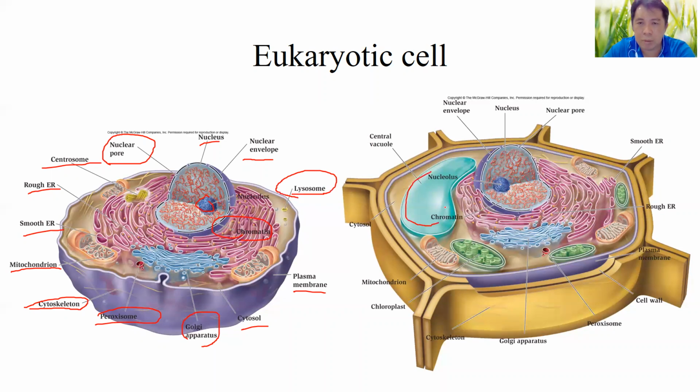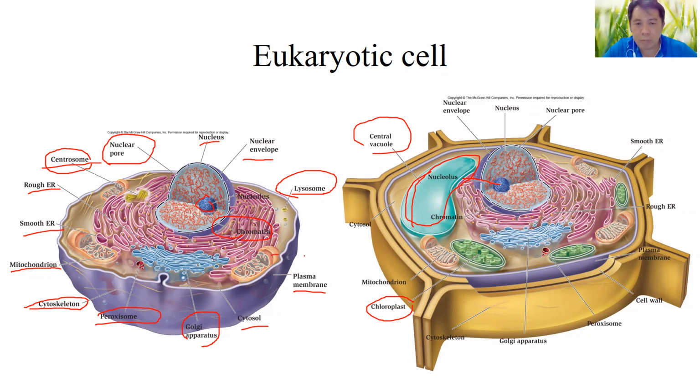Central vacuole is also found in the typical animal cells. This one is a nucleus, the same. And then the typical plant cell has no centrosome. They have no centrosome, and they have what we call the chloroplast. But the animal cells have no chloroplast.